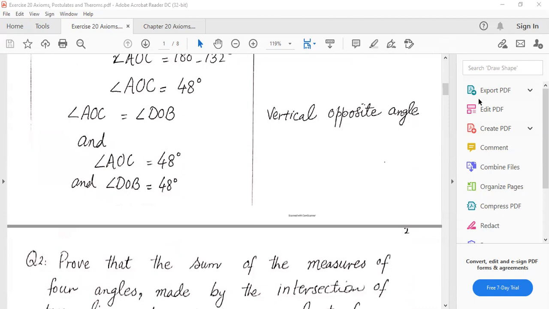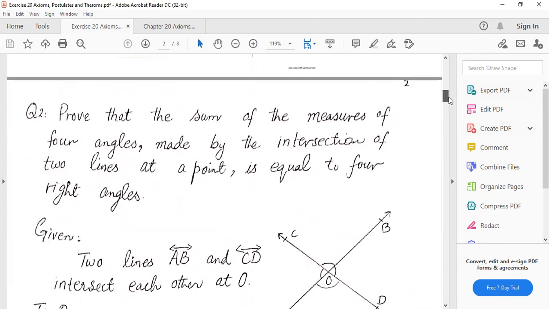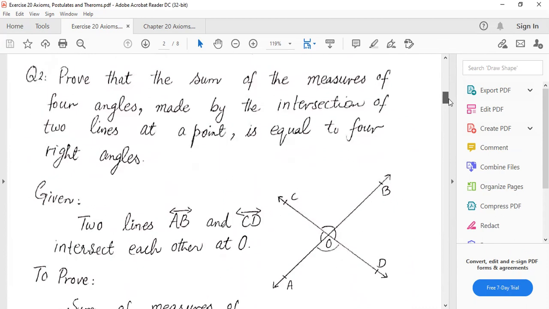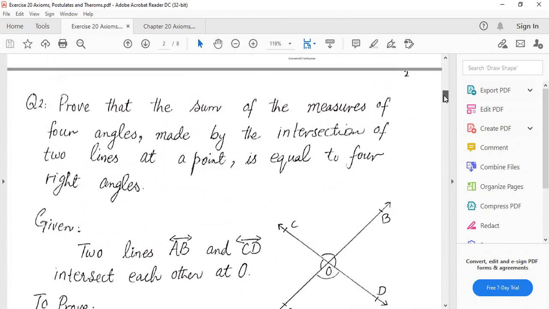Now question number 2 is there. In question number 2, prove that the sum of the measures of 4 angles made by the intersection of 2 lines at a point is equal to 4 right angles. Now what is given? When we see it the first time, we will see, okay, sum of measures of 4 angles, fine, is there, intersection of 2 lines, fine, at a point.